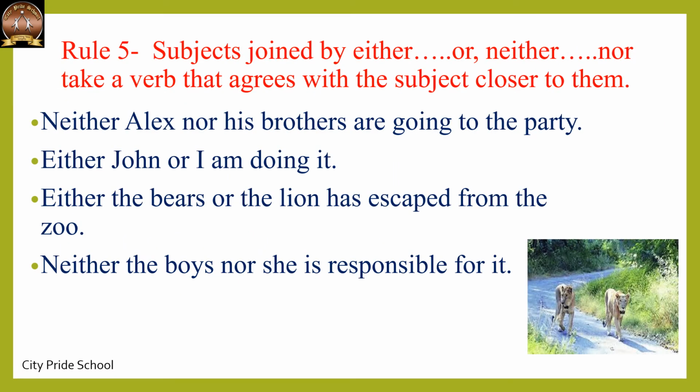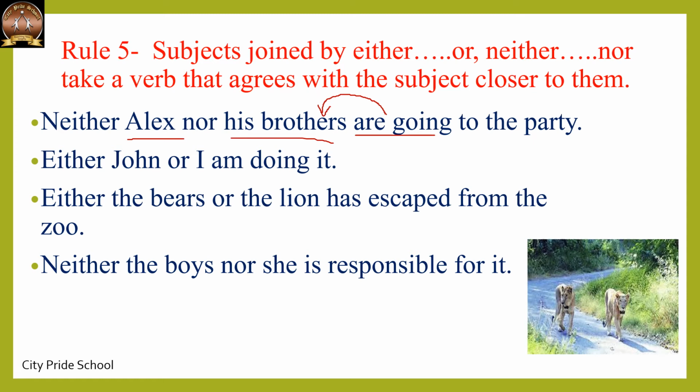Rule 5. Subjects joined by either-or and neither-nor take a verb that agrees with the subject closer to them. For example, neither Alex nor his brothers are going to the party. So we have two different subjects, Alex and his brothers. The verb is "are going" because it agrees with the subject which is closer. Brothers is a plural subject, so we use a plural verb.